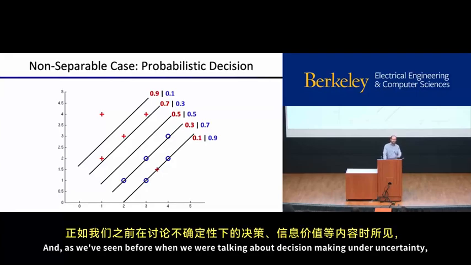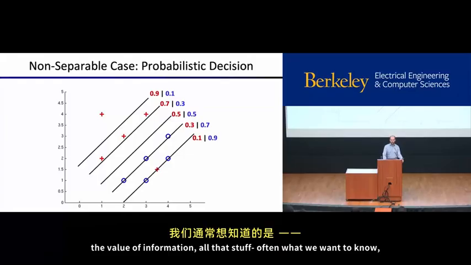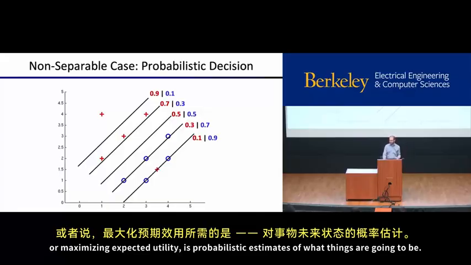And as we've seen before, when we were talking about decision making under uncertainty, the value of information, all that stuff, often what we want to know, for maximizing expected utility, is probabilistic estimates of what things are going to be.